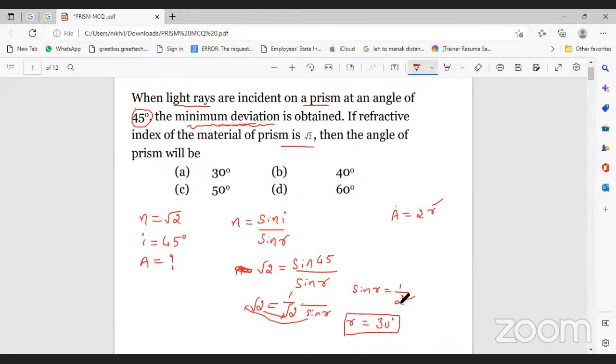If r equals 30 degrees, you just substitute this r here. So what is A clearly? A equals 2 into 30 degrees, so 60 degrees. So the angle of the prism must be equal to what? 60 degrees. So the angle of the prism must be 60 degrees. So option D is correct.